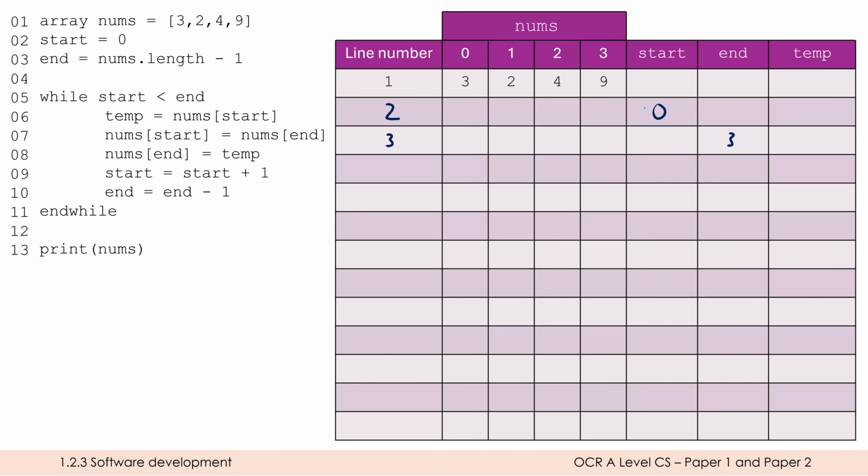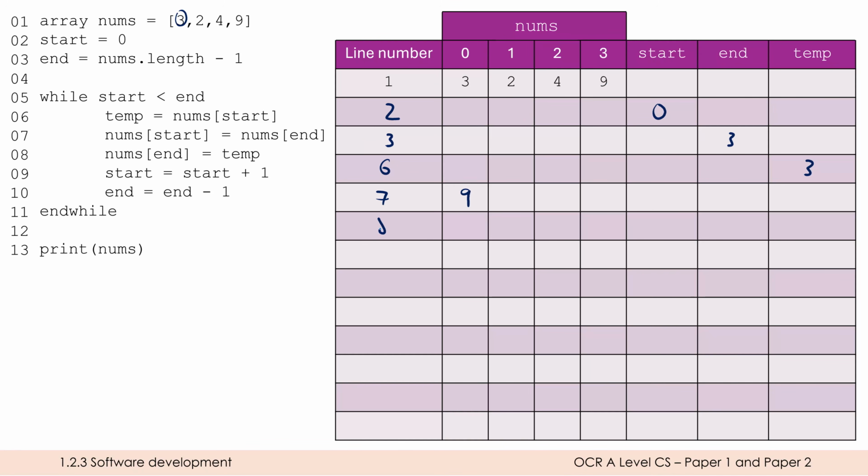However, because start is less than end, we are going to run line 6, and stuff does happen here because temp is set to be nums index 0. Well, nums index 0 is 3. The temp is set to be 3. At line 7, we are reassigning nums index 0 to now be equal to nums index end. Well, that is nums index 3. So the start, which is the item 3, is now being set to what the end item is, which was 9. A little bit confusing, but we're reassigning the first item to be the last item, essentially.